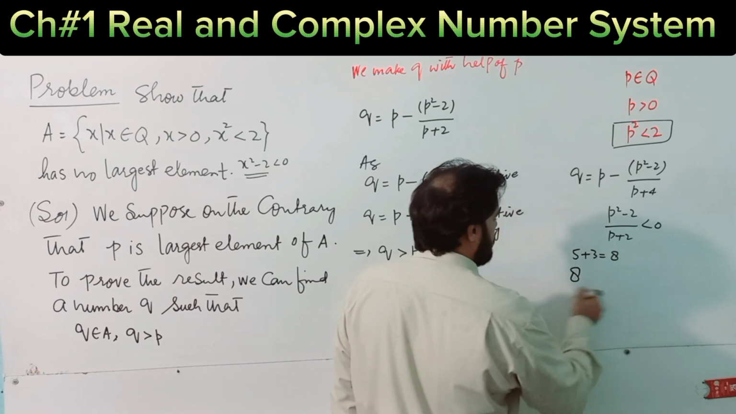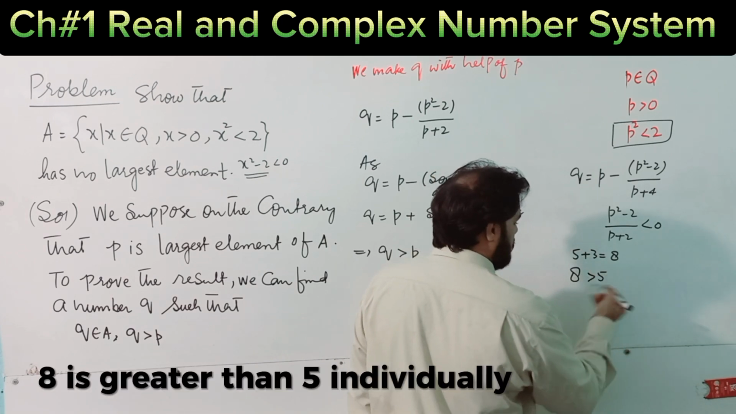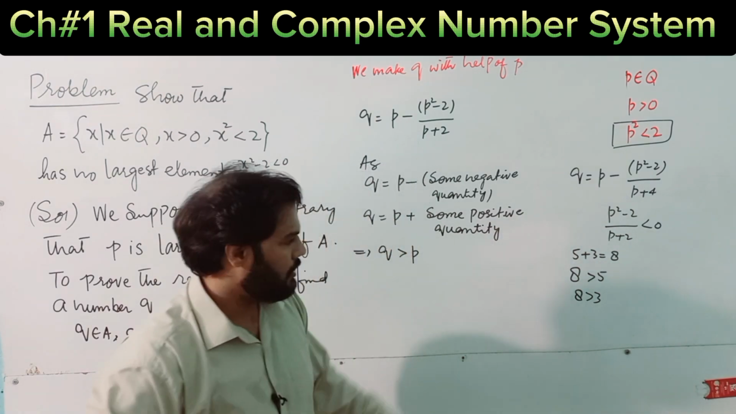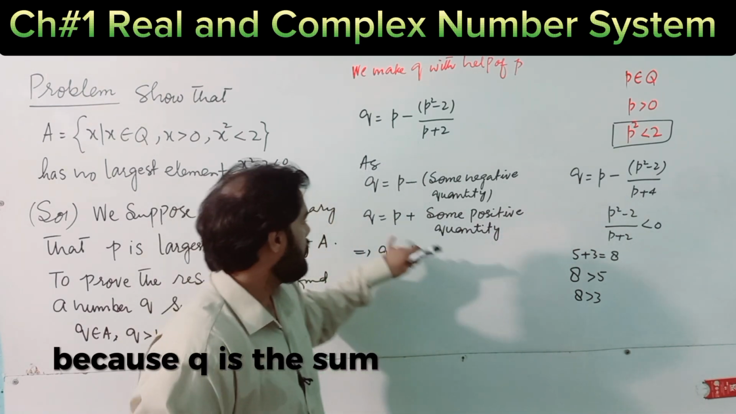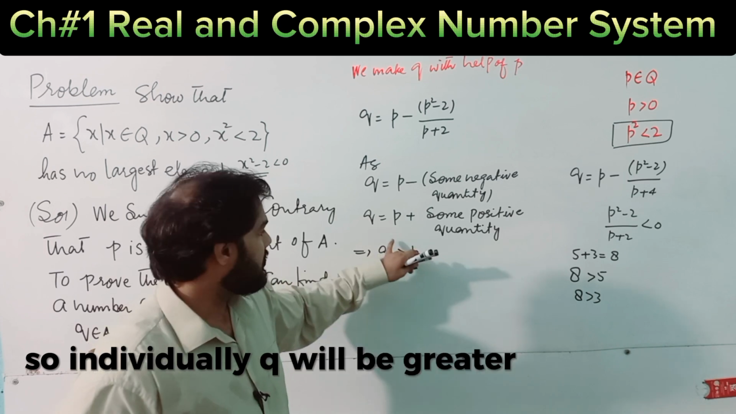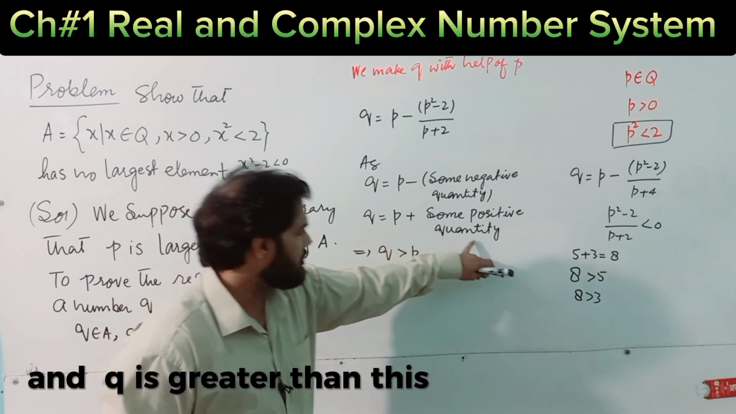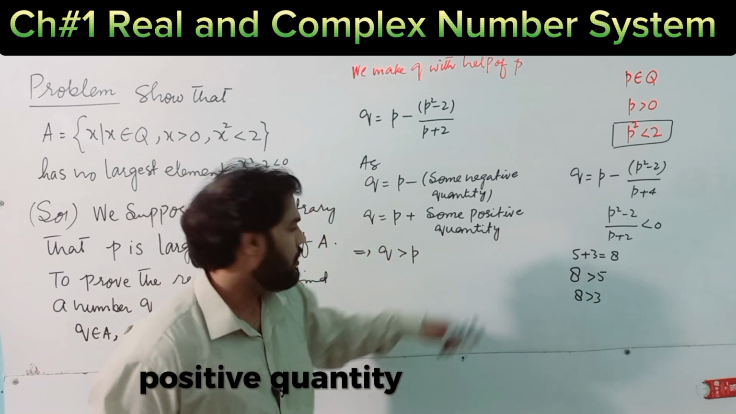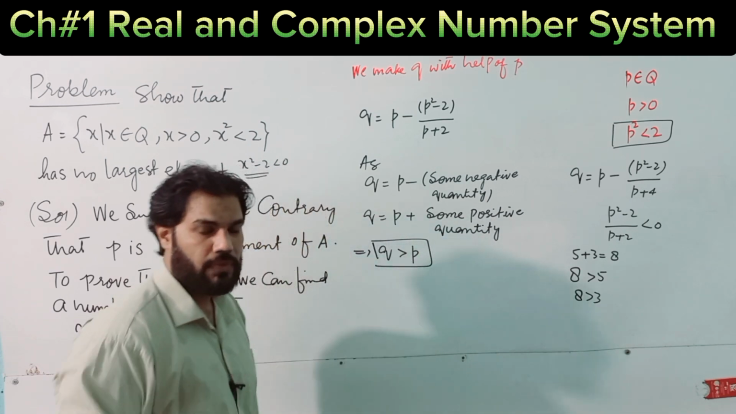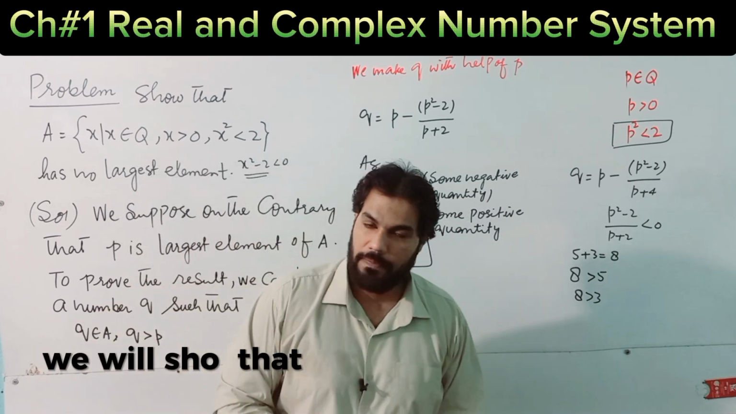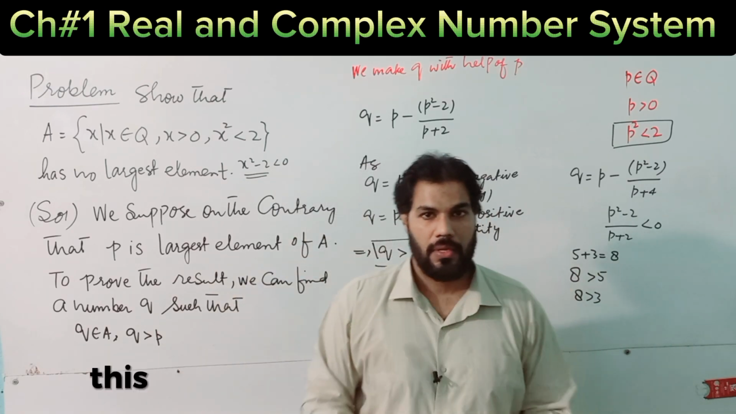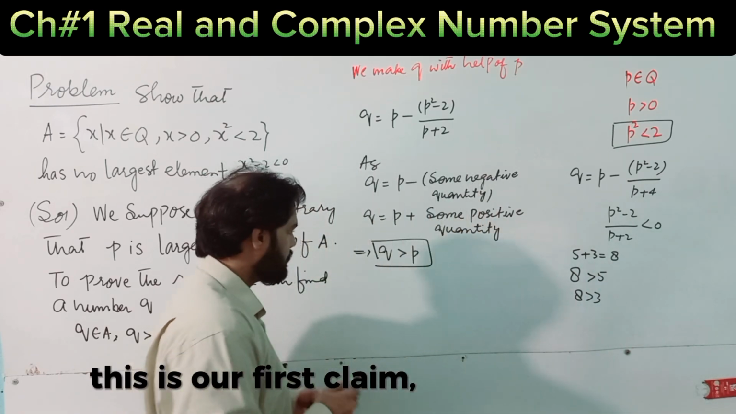Can I take 8 is greater than 5 individually, and 8 is also greater than 3. In a similar manner here, because q is the sum of two positive quantities, individually q will be greater than p, and q is greater than this positive quantity. So this is our first claim, that q is bigger than p. Next, we will show that q is also an element of this set A.